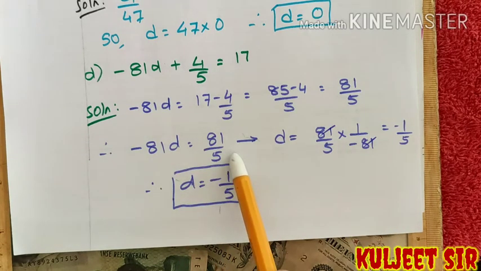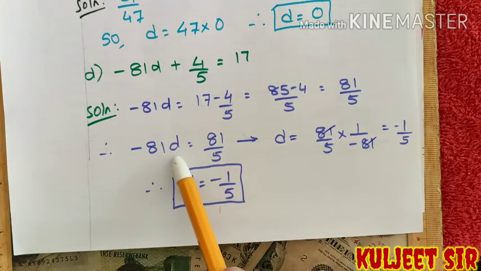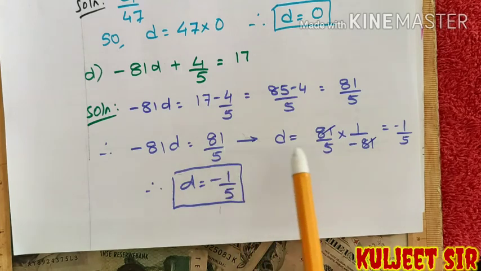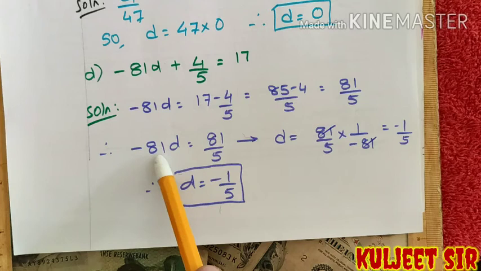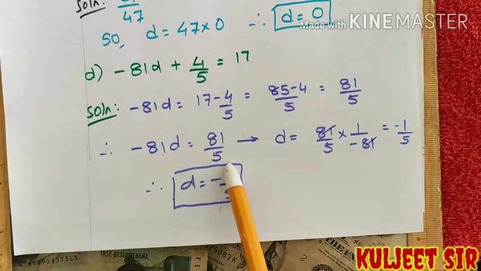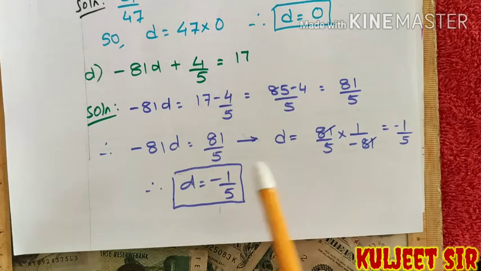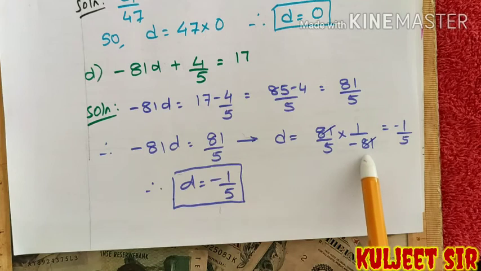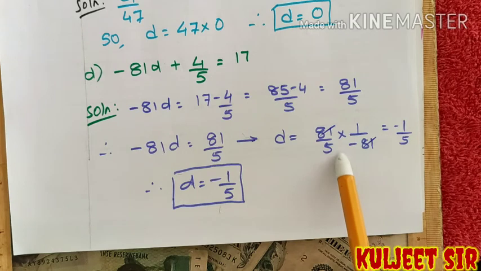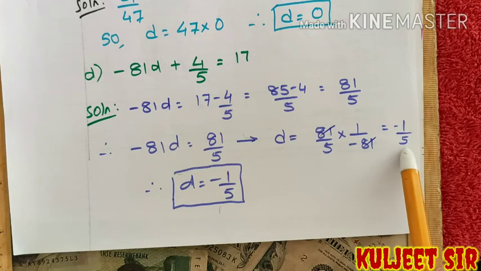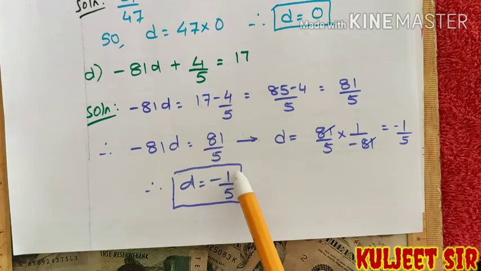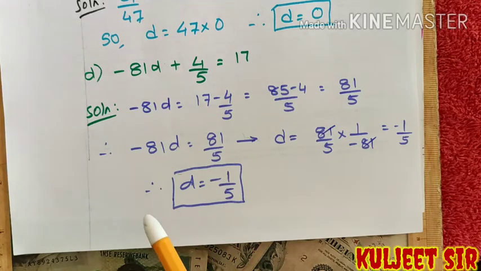This 81 upon 5, I need to find out the value for this d. So what will I do? I'll keep the d constant over here. In the next step you can see 81 upon 5 remains as it is, and I will take this 81 down in the denominator part, and when I take it into the denominator I can write it as multiplied by 1 upon minus 81. So 81 upon 5 multiplied by 1 upon minus 81. Plus 81 and minus 81 get cancelled. What do I remain with? Minus 1 upon 5. So the value of d is equal to minus 1 upon 5. This is my answer for sum number d.